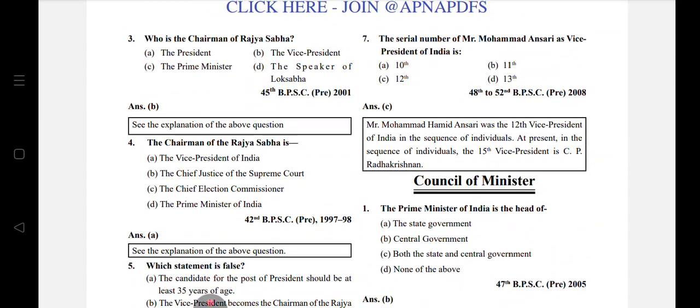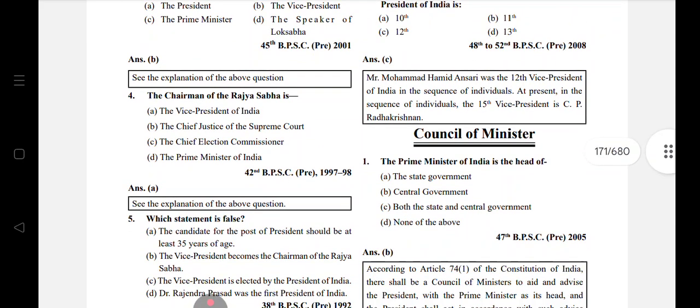The serial number of Mohammad Hamid Ansari as Vice President is 12. Of CP Radhakrishnan.